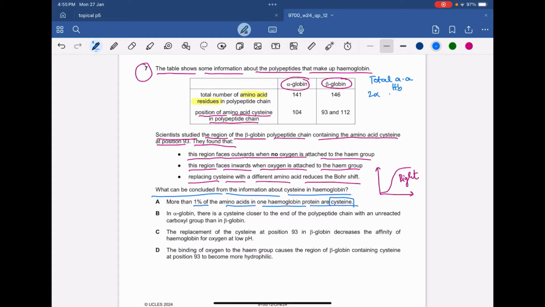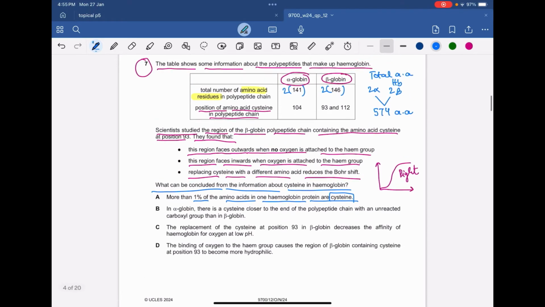There are 2 alpha chains and 2 beta chains, so we will multiply these values by 2. Right, so the answer we are going to get is 574 amino acids in total.